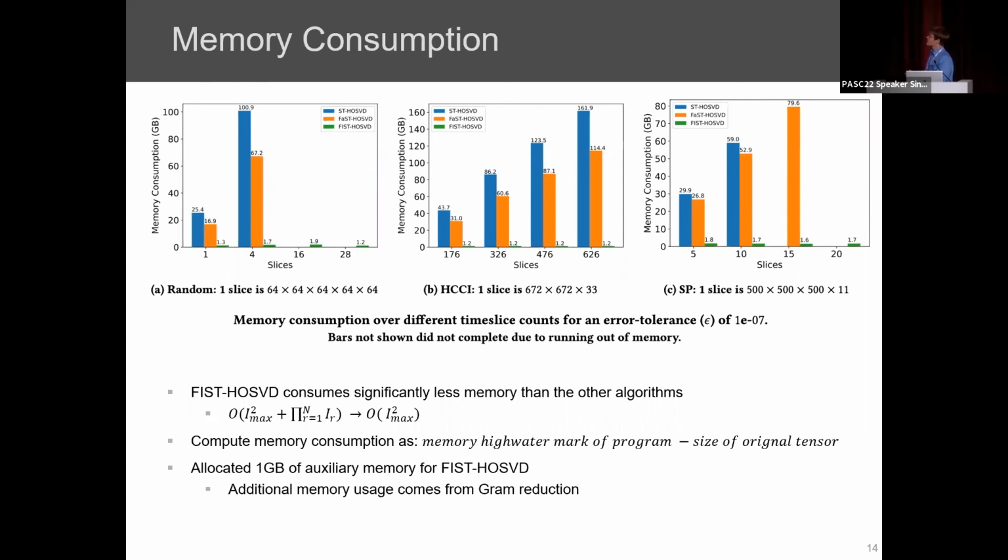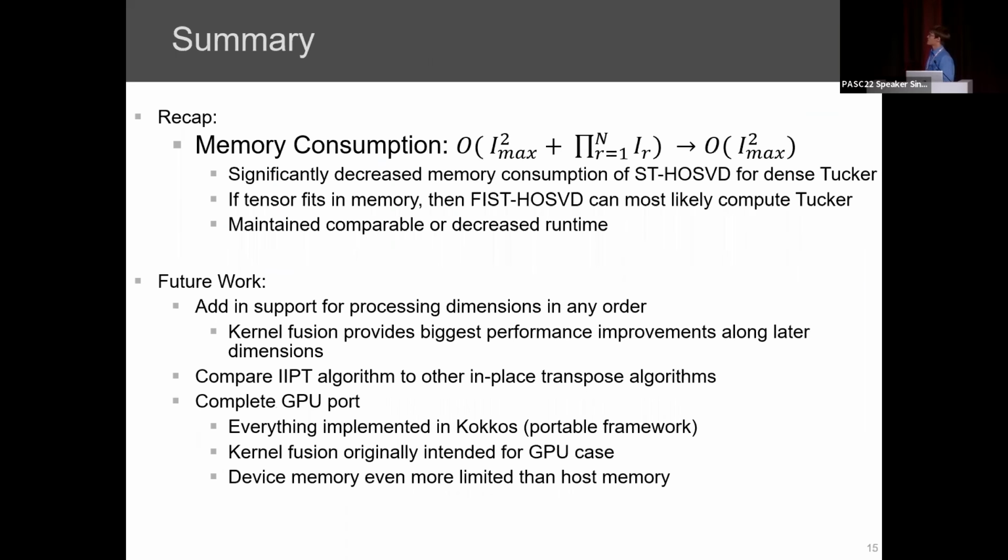So yeah, just a quick summary. We have reduced the memory consumption of computing dense Tucker from the square of the large dimension plus the product of all dimensions to just the square of the large dimension. Thus, we've significantly decreased the memory consumption of FIST-HOSVD for dense Tucker. If the tensor fits in memory, then FIST-HOSVD can most likely compute Tucker. And we've done all this while maintaining comparable and sometimes decreased runtime.